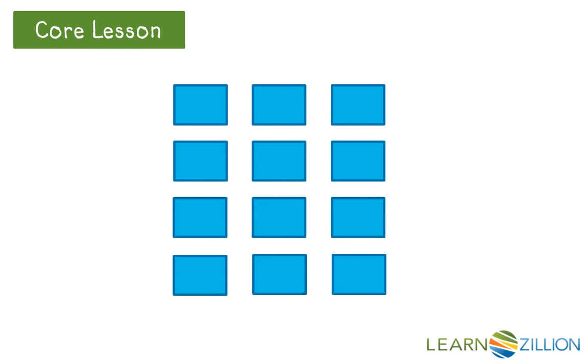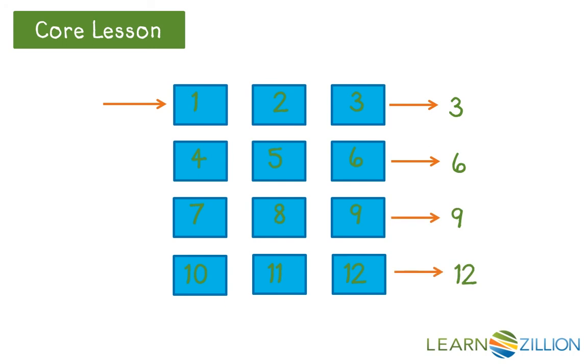Now we can count the tiles one by one like this: 1, 2, 3, 4, 5, 6, 7, 8, 9, 10, 11, 12. But there is a faster way to count now that they are in an array. We can use skip counting. If we see three tiles in this first row, then without counting, we know there are three tiles in each row because of how they are arranged. So skip count by threes: 3, 6, 9, 12.